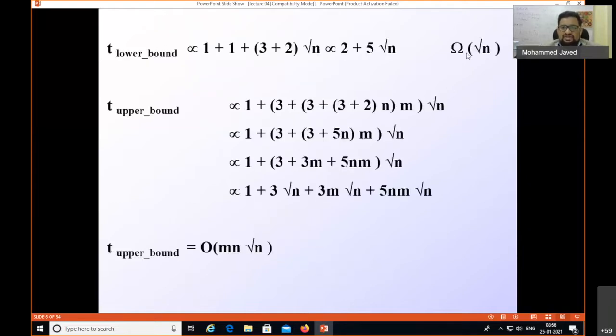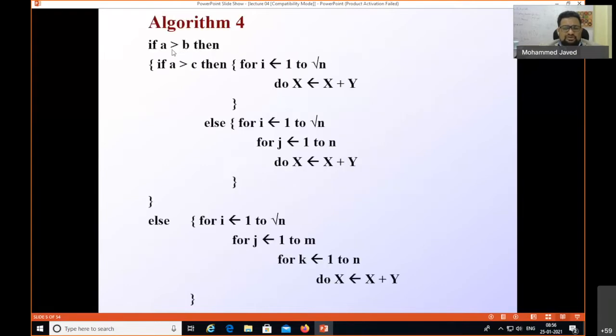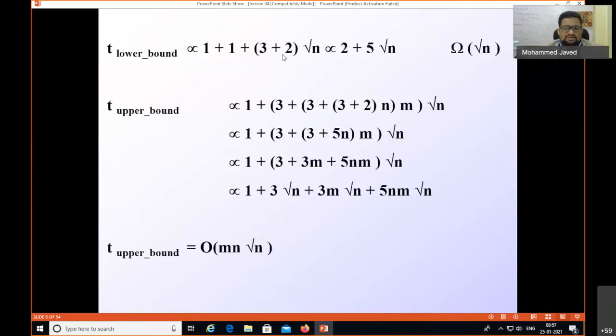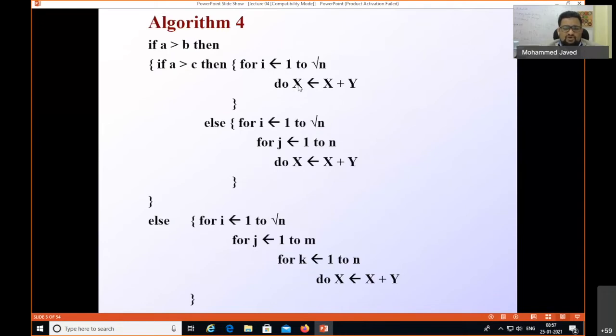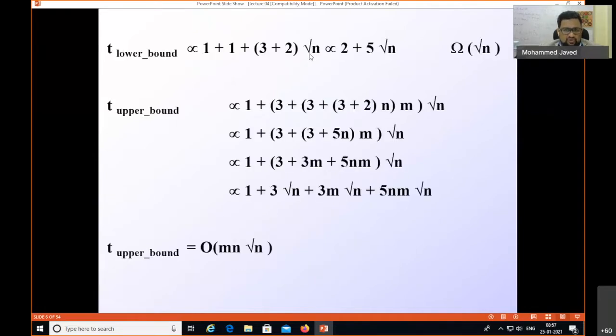So here, if we see this one, the T lower bound is equal to, in this case, 1 plus 1. This is just a computation here. For the if, A is greater than B is one computation, A is greater than C is another computation. So that's why you see 1 plus 1, and 3 plus 2, where 3 is for the for loop and 2 is for the do statement. That is 3 plus 2 is 5, and there is a for loop here which goes up to root n. So I have added root n here. So 1 plus 1 plus 3 plus 2 root n, which is equal to 2 plus 5 into root n, which is omega of root n. This is the best case time complexity.